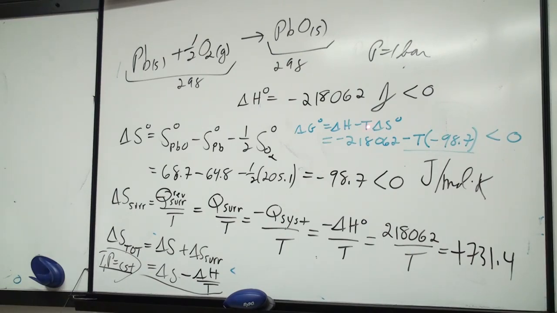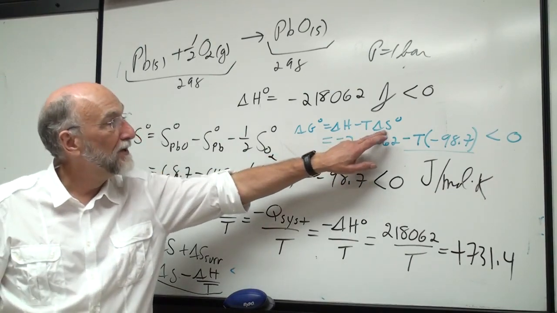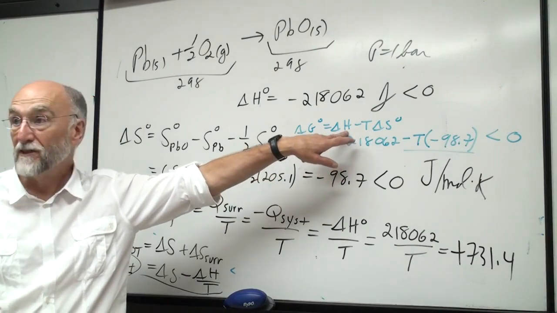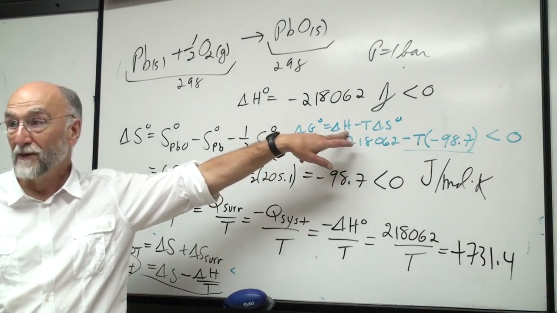So if the temperature becomes high enough, the delta G will become positive, and the reaction will be spontaneous the other way. At low temperature, delta G goes the other direction. At a certain temperature, the delta G would be 0, and the system would be at equilibrium. So it's always a competition between the disorder of the system and the energy, the internal energy of the system.